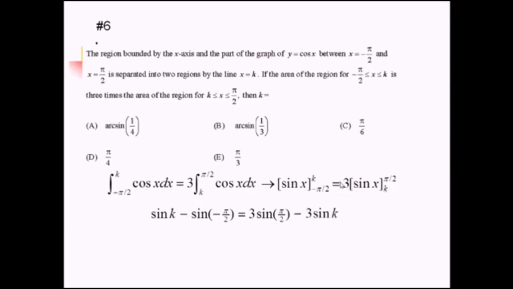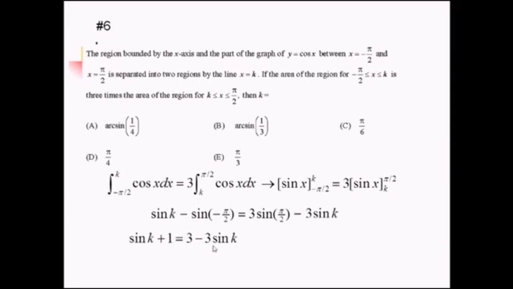Now normally I would have a 3 and I'd have the sine of pi over 2 and k in parentheses, but I know I'm trying to solve for k, so I know I'm probably going to have to distribute this 3 anyway, so I just did it right away. Let's clean this up a little bit and then we'll solve for k. So this sine of negative pi over 2, that's really negative 1, but we're subtracting that. So this is sine of k plus 1. And then on the right side, sine of pi over 2 is just 1, so this is 3 minus 3 sine of k. Now I'm going to get the sine of k's together and the constants together.